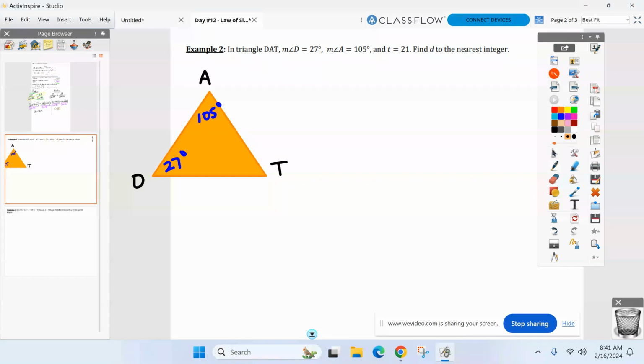Everyone starts noticing I'm using the new notation now. I'm saying side T. I'm not using DA, I'm using side T, which means the angle across from T, 21. And I'm asking everybody to find side D. Side D, the side across from angle D.